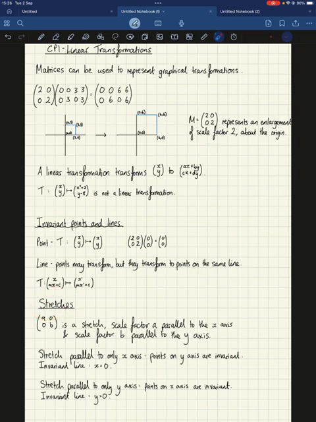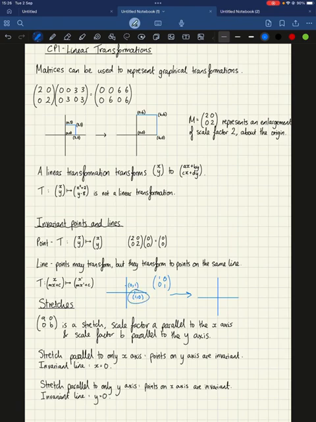Now, stretches. Stretches are, I guess, similar to enlargements, but an enlargement is basically a special type of stretch. So if we draw a set of axes, now, if we have our basis vectors 1, 0 and 0, 1, they create our identity matrix 1, 0, 0, 1. Now, if it undergoes a transformation, and this transformation is going to be a stretch.